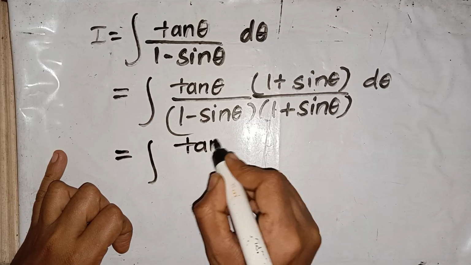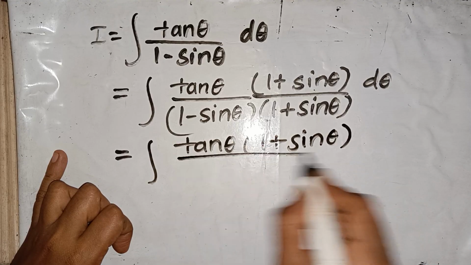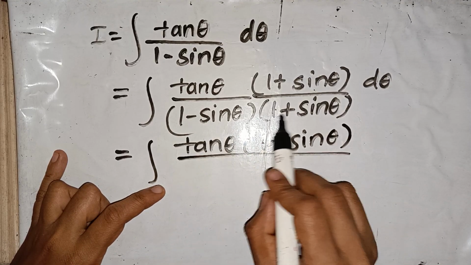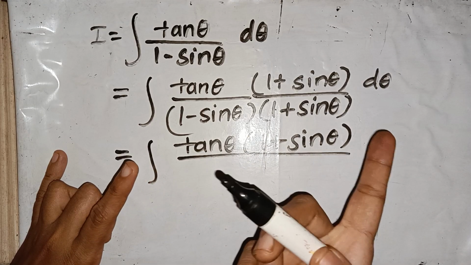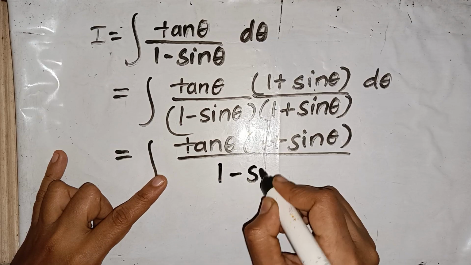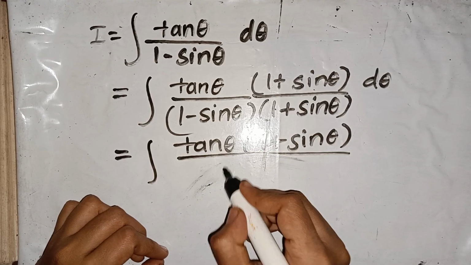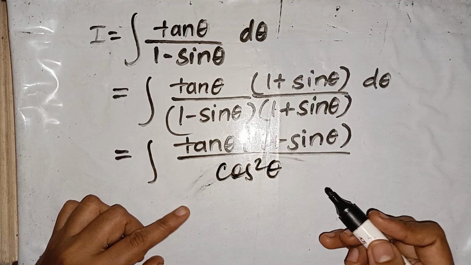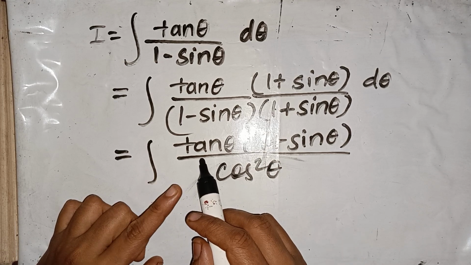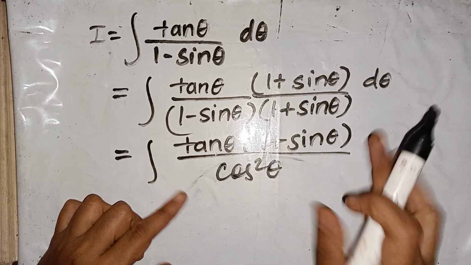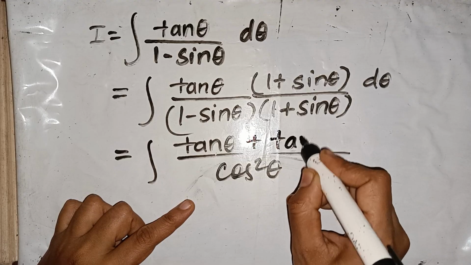So this is upon 1 minus sine theta, 1 plus sine theta, a minus b, a plus b, a square minus b square. So this is 1 minus sine square theta. So 1 minus sine square theta is nothing but cos square theta, correct? Okay. Now we can write this as tan theta, we can take inside. So this will be tan theta into 1 plus tan theta into sine theta.